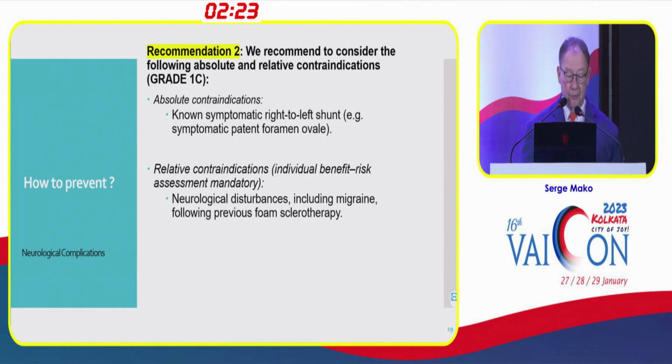How to prevent the neurological complication? Recommendation 2 from the European guidelines: we recommend to consider the following absolute and relative contraindications, grade 1C. Now, in symptomatic right-to-left shunt, it's a classical foramen ovale. If you know you have one, you must absolutely stop the idea of sclerotherapy. And the relative contraindication is neurological disturbance, including migraine, and in this case sclerotherapy should be avoided.